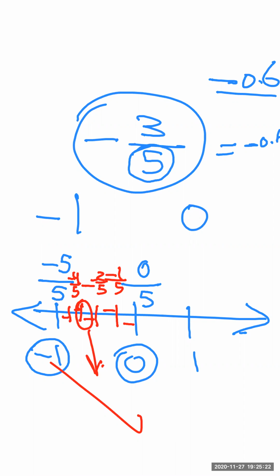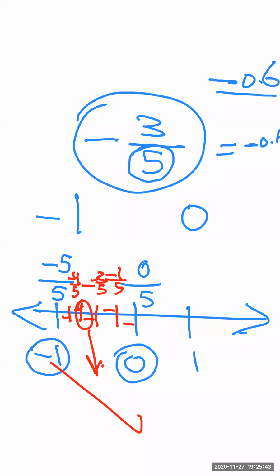Clear, guys? Teacher, I have a question. Yeah. Of course, the negative 1 over 5 and negative 2 over 5 are not the only numbers between zero and negative 5 over 5. There is an infinity of numbers between 0 and -1.